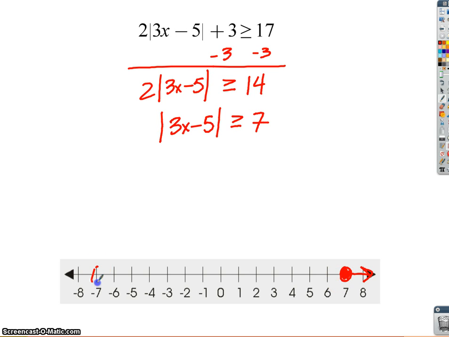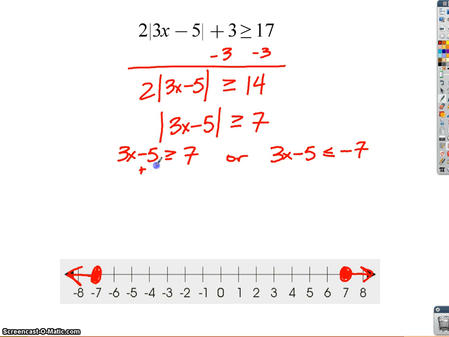Or negative 7. And I'm just drawing this. I'm not done yet. This is just what my absolute value is saying. I'm just graphing it so that I can look and say, this must be an or. So I have 3x minus 5 is greater than or equal to 7, or 3x minus 5 is less than or equal to negative 7.